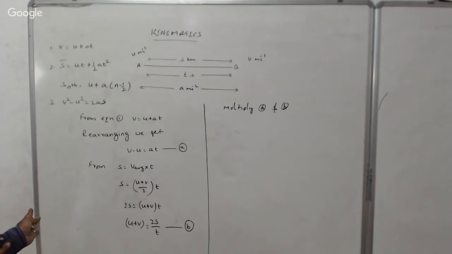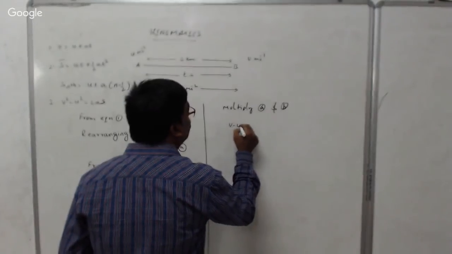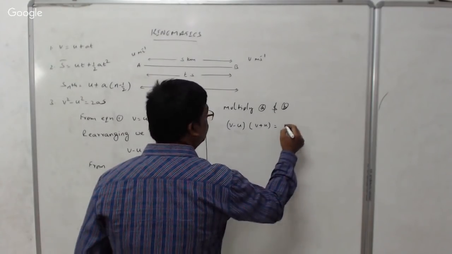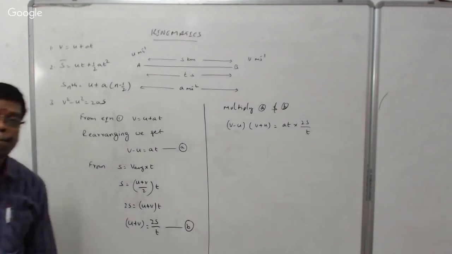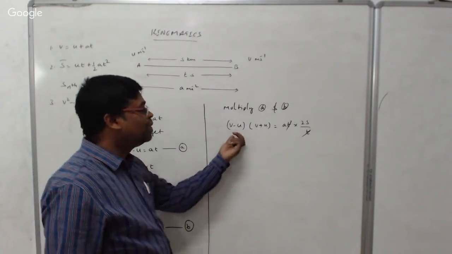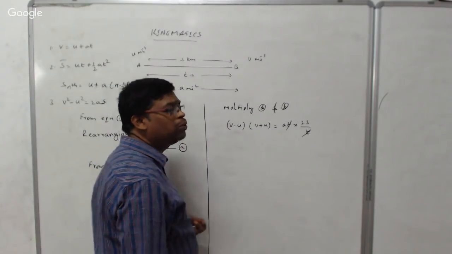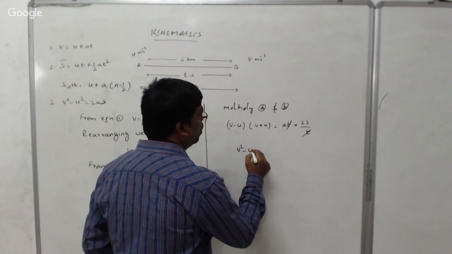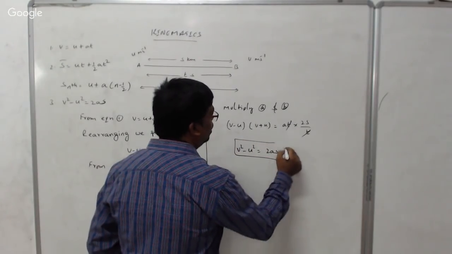See, all LHS side and RHS side. Okay? That is v minus u into v plus u is equal to at into 2s by t. t and t get cancelled. This is in the form of a minus b into a plus b. What is a minus b into a plus b? a square minus b square. Similarly, v square minus u square is equal to 2as. This is the third expression.